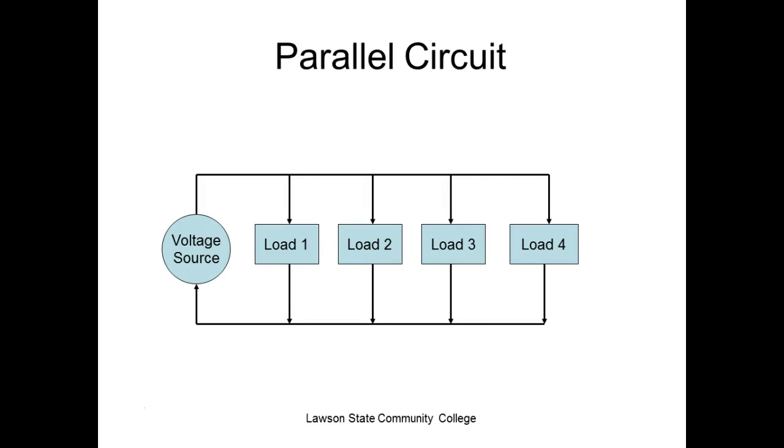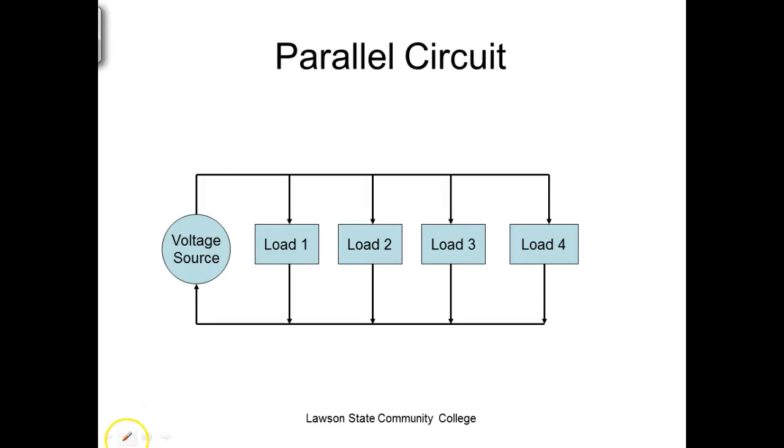So how much current flows to this load has nothing to do with the current that flows to that load, which has nothing to do with the current that flows to the other loads. You don't understand that? Because the voltage is the same. So this is the way your house is wired.